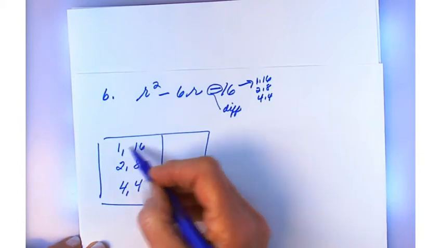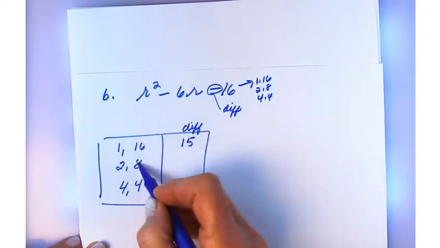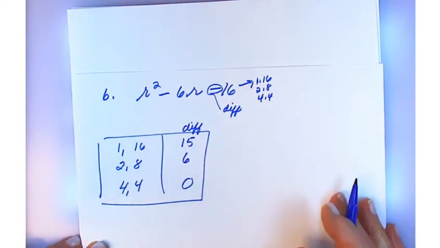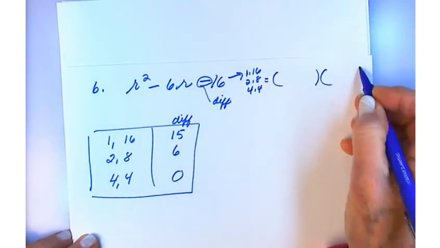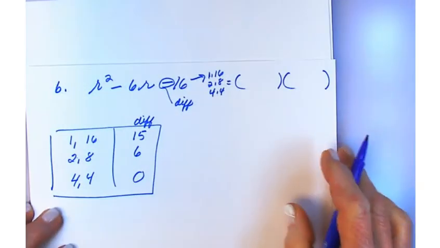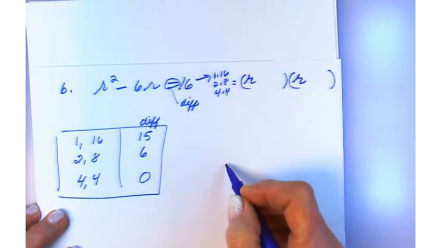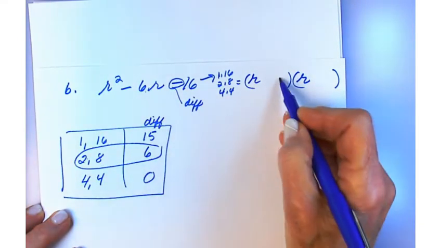16 minus 1 is 15. 8 minus 2 is 6. 4 minus 4 is 0. So I'm going to have 2 scoops like that. I'm going to have R and R. I need a 6. Okay, that's going to be 2 and 8.